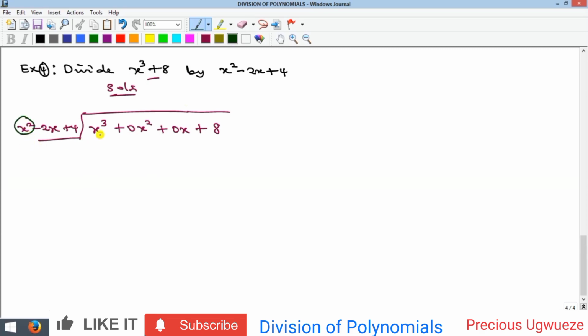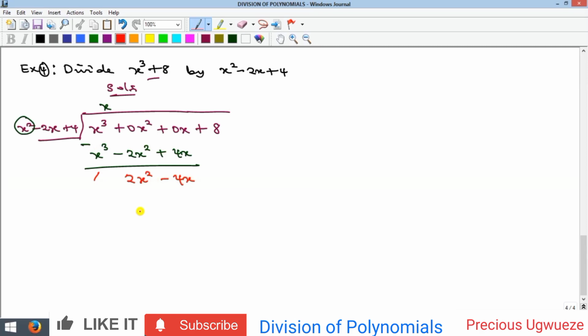Now we are dividing with this. So x squared divide x cubed will simply give us x, and we'll multiply. So we'll have x cubed, then x squared times minus 2x will give us minus 2x squared, and x times 4 will give us 4x. So at this point you have seen the importance of these zeros we added here. So if we subtract now, we are going to have 0 here, and then 0 minus minus 2 is going to give us positive 2x squared. And then the same thing here, 0 minus 4x is going to give us minus 4x.